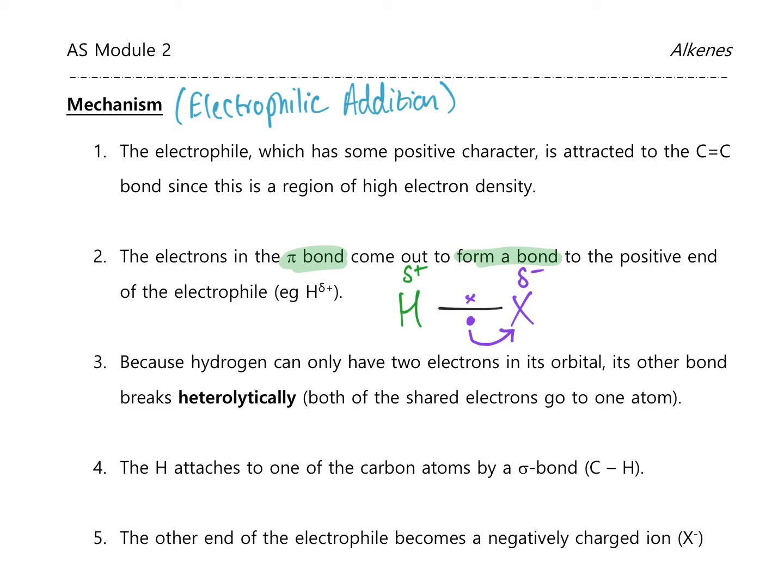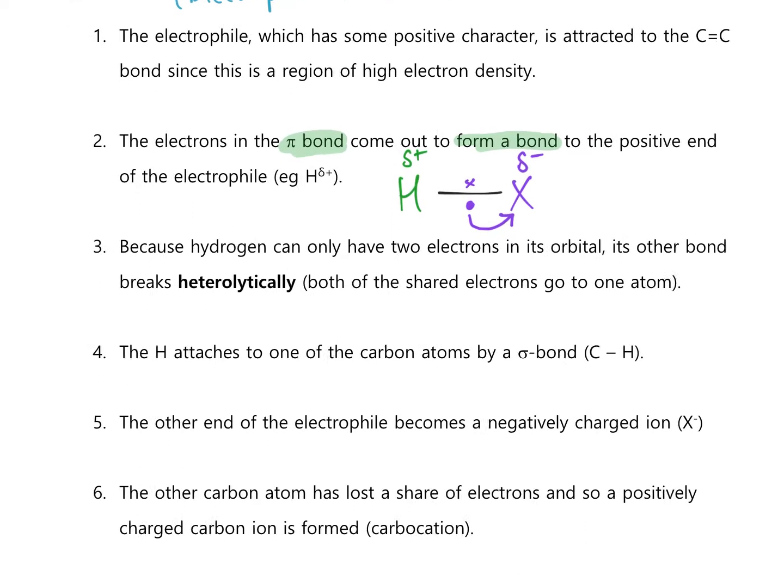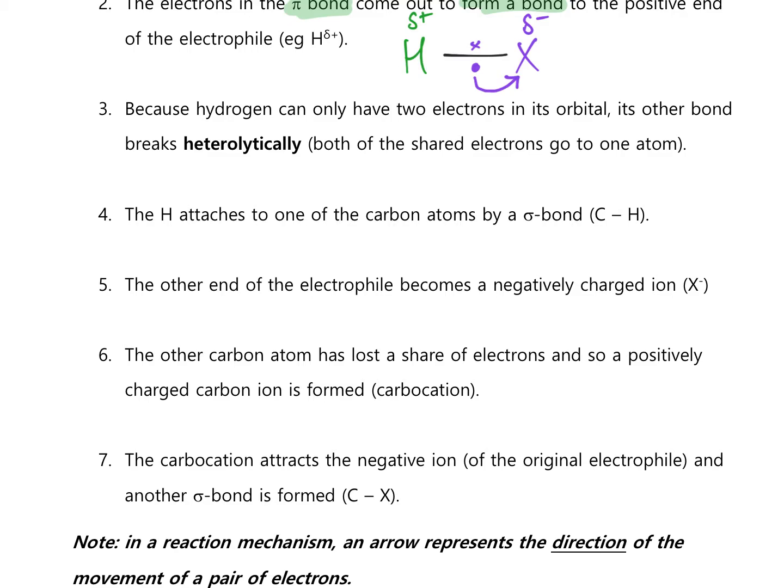So here we're seeing heterolytic fission, heterolytic breaking of the bond, and that means that both of the shared electrons go to one atom. Previously we saw with homolytic fission that when the bond breaks, one electron goes to each of the atoms in the shared bond. So as a result of this, the hydrogen attaches to one of the carbon atoms by a sigma bond, and the other end of the electrophile becomes a negatively charged ion, X minus, as we've already seen. The other carbon atom, and that's of the double bond, has lost a share of electrons, and so a positively charged carbon ion is formed, and we call that a carbocation.